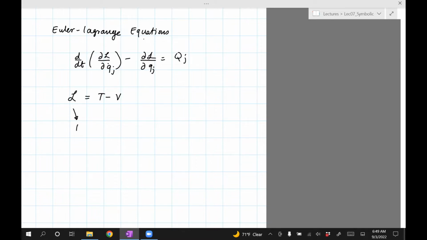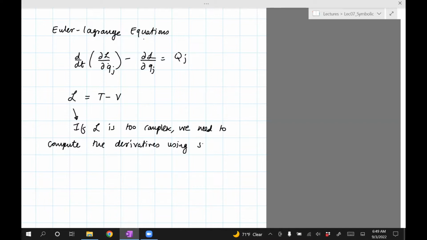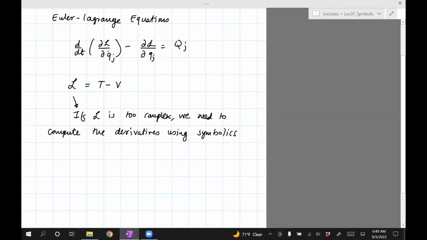So if L is too complex, we need to compute the derivatives using symbolics. Okay. That is, you can now start using Python in a mode where it actually treats x as x, and when you take the derivative of x, it will give you 1, and you do not have to put a numerical value to this.